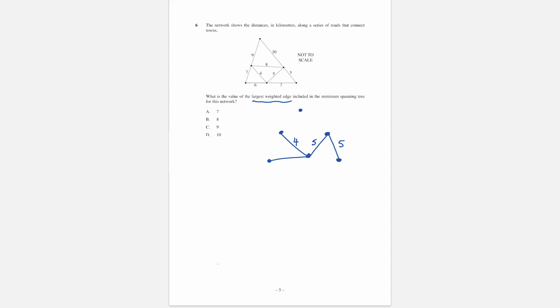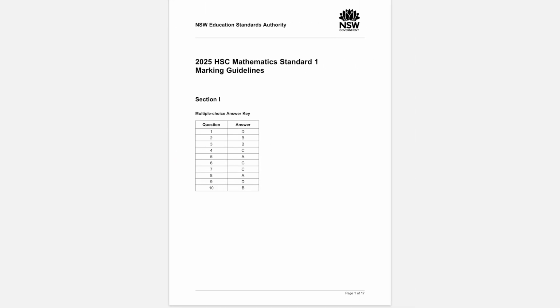Now we've only got one more dot to connect. We could choose either the 9 or the 10, but because this is a minimum spanning tree, we want to choose the smallest number. So that's 9. That's it, we're done. This is what our minimum spanning tree looks like. And so now to answer the question, what is the value of the largest weighted edge included in the minimum spanning tree? That would be the number 9. Therefore, our answer is C. Let's take a look at the answers. So the answer is 6C.